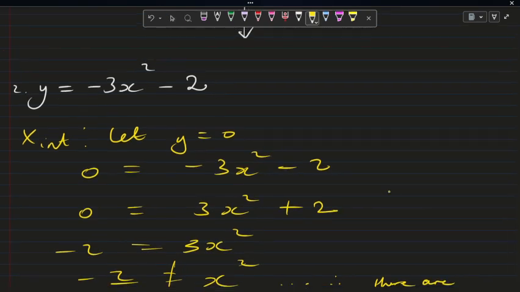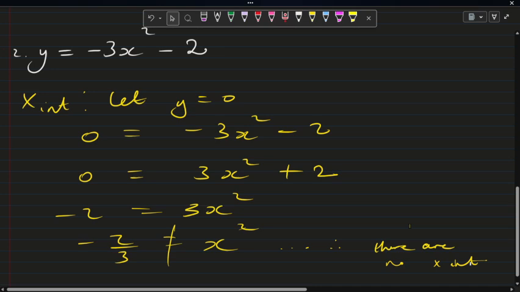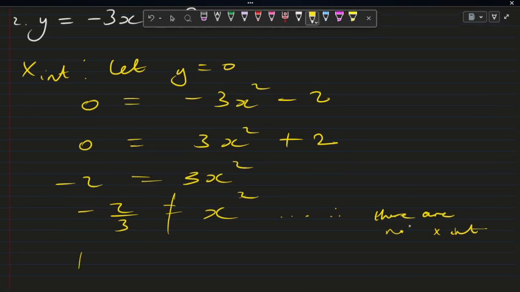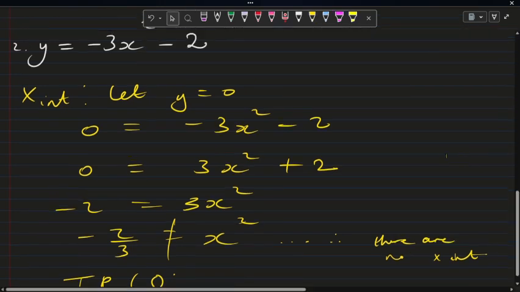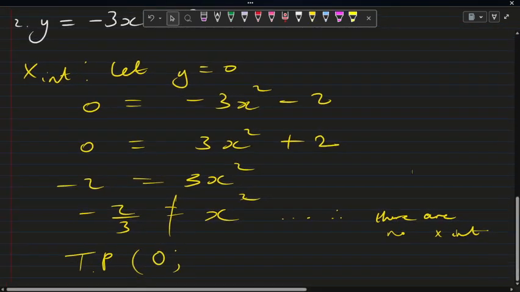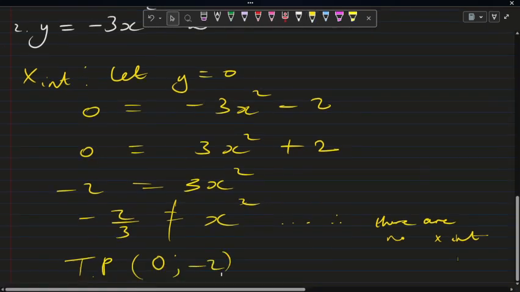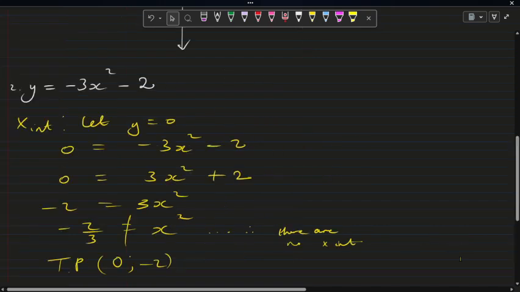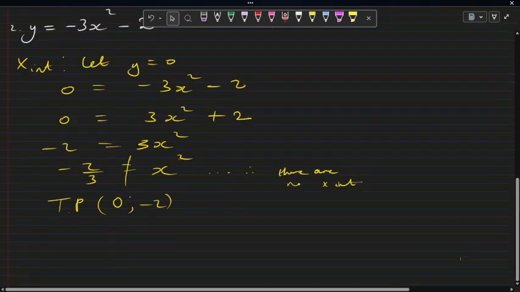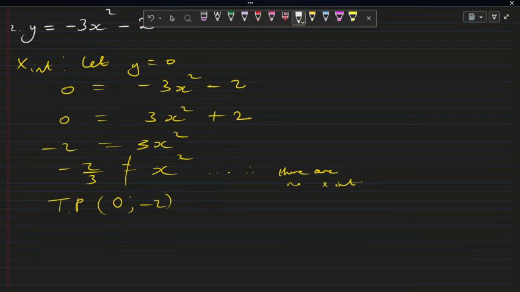if we determine the coordinates of the turning point, we know that the turning point is always given by x is equal to 0, y is equal to q. Now, the q value is minus 2. So these are the coordinates of the turning point. Now, we can sketch this graph.